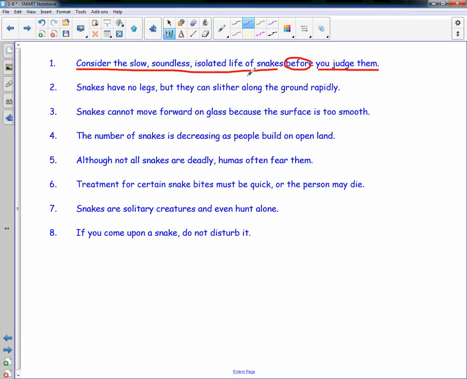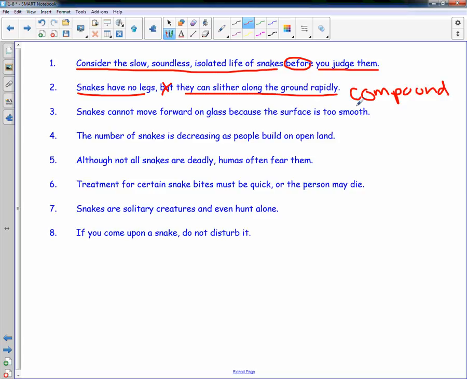Consider the slow, soundless, isolated life of snakes. That is a complex sentence. Snakes have no legs, but they can slither along the ground rapidly. This time I have two separate sentences, but the word but is a coordinating conjunction, not a subordinating conjunction. So this is compound.